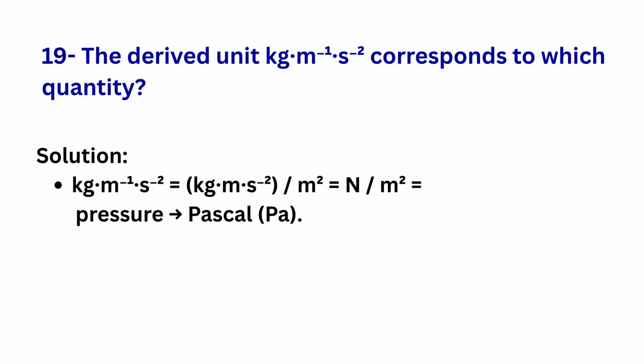Question 19. A derived unit of kilogram meter to the power of minus 1 second to the power of minus 2 corresponds to which quantity? That unit represents pressure measured in pascals.